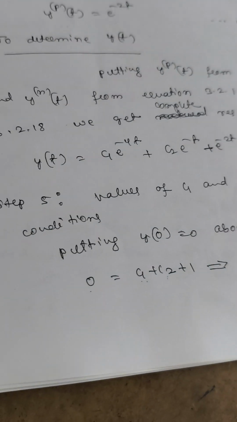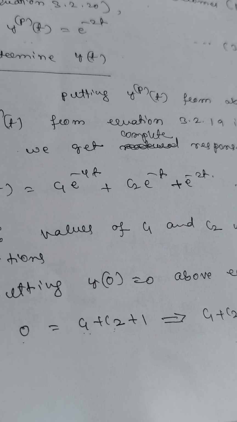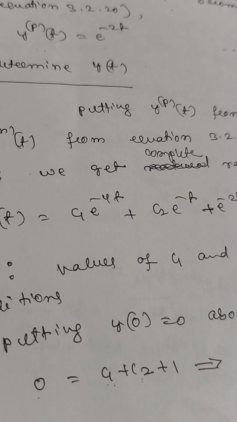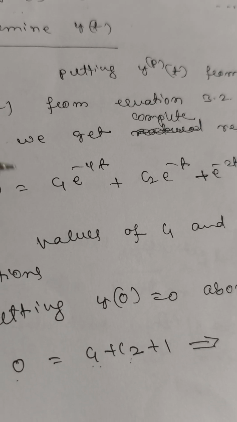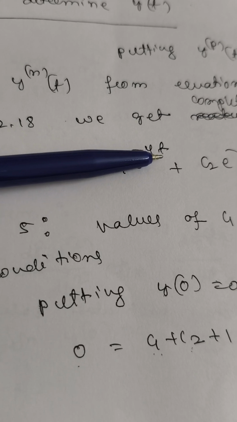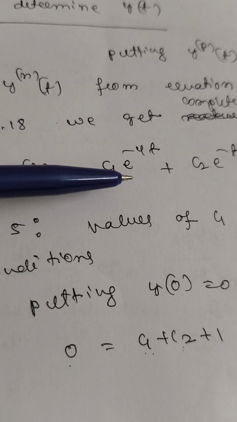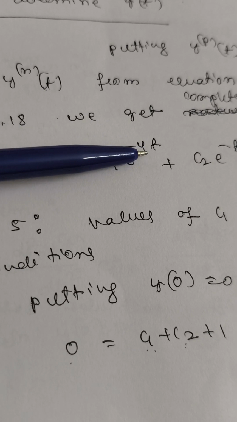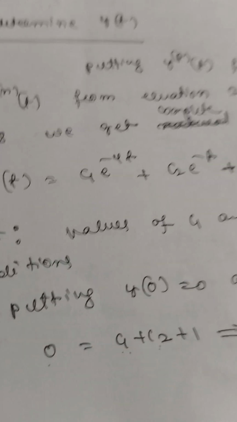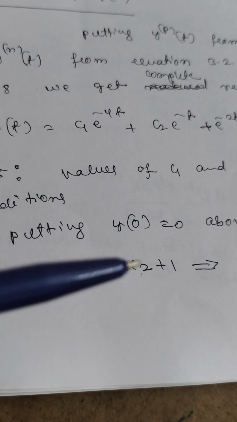Therefore, when y of 0 is 0, we have to substitute 0 here in this equation. Suppose in place of t in this term, c1 into e raised to minus 4t, we substitute the value of t as 0. Then anything multiplied by 0 becomes 0, so this term will become 0. Therefore, it will be e raised to 0. E raised to 0 is what? That is 1. Therefore, we are having only 0 plus c1.